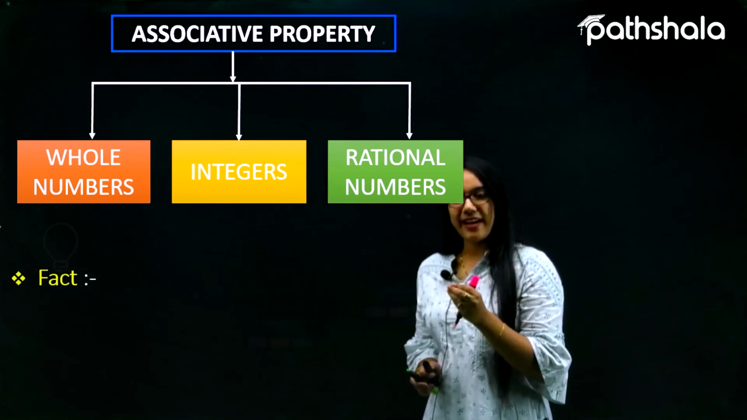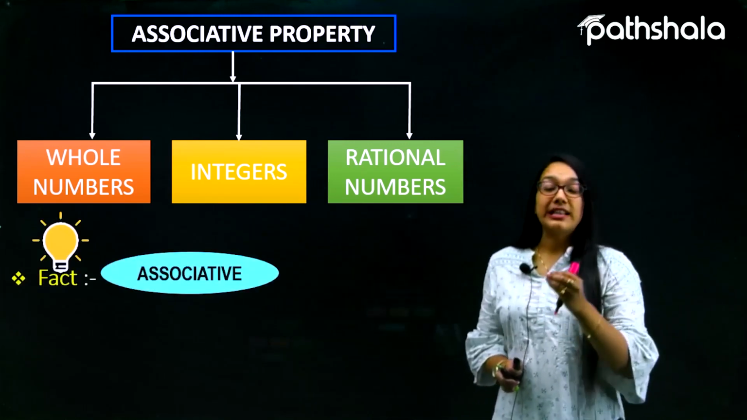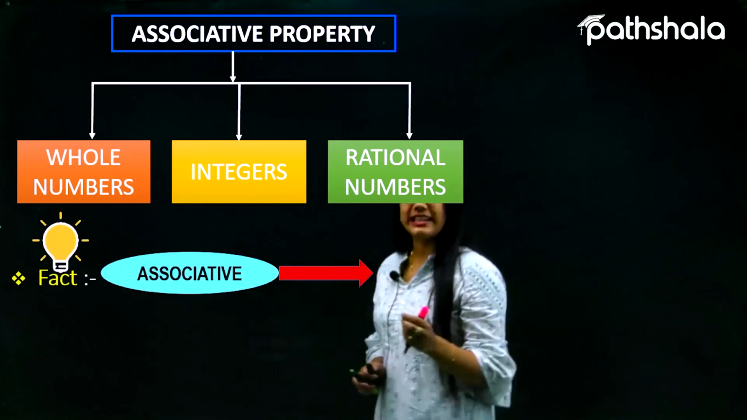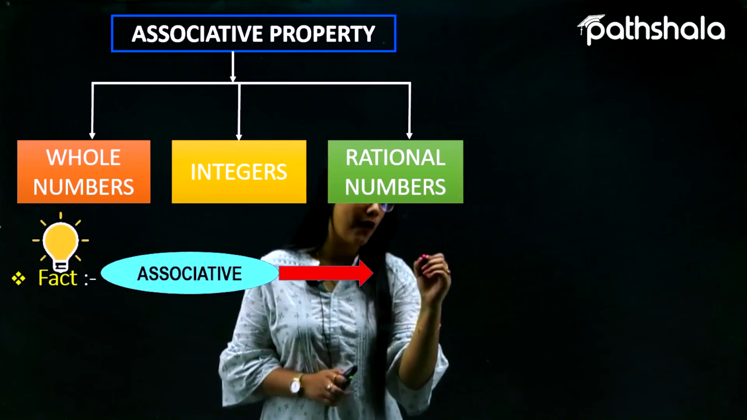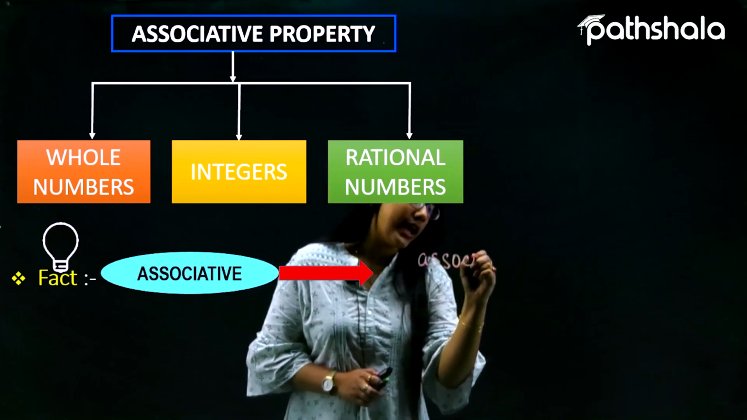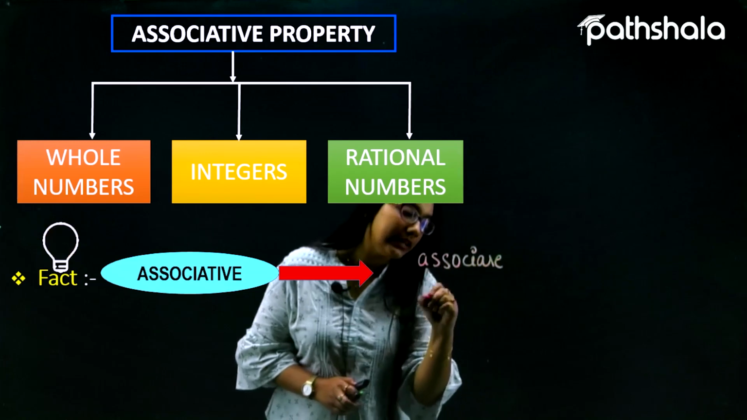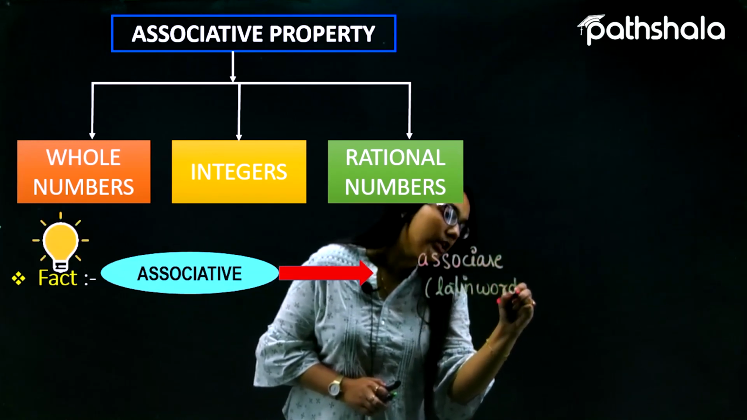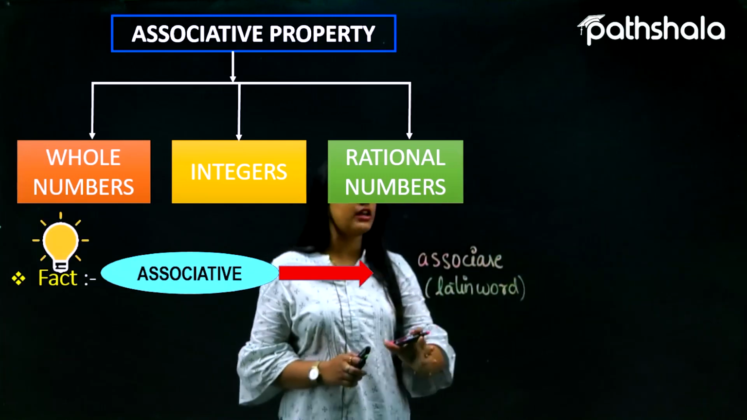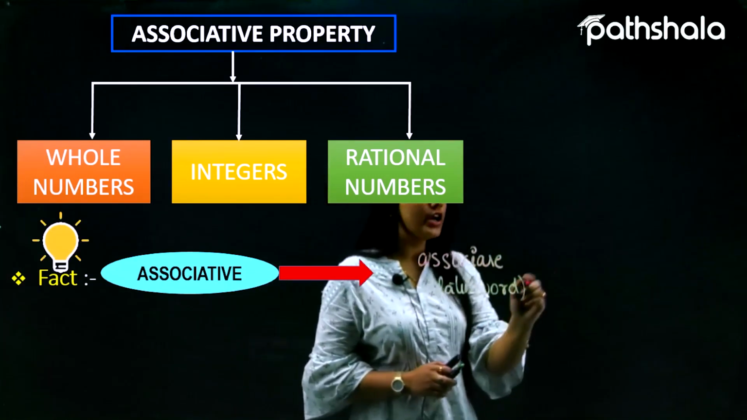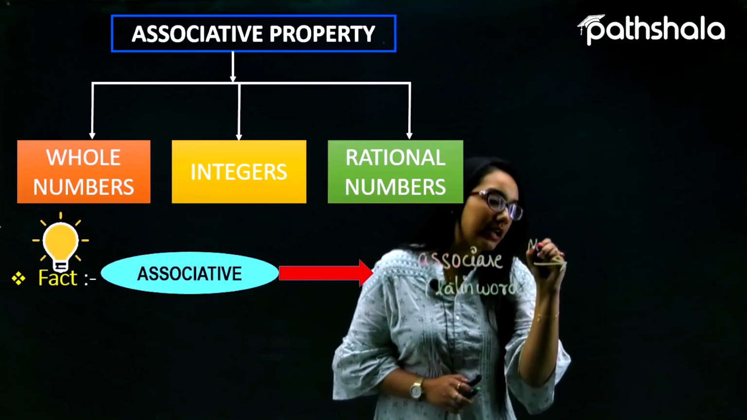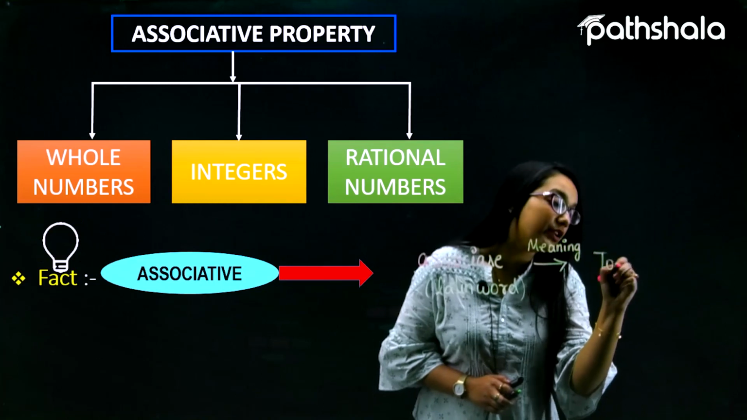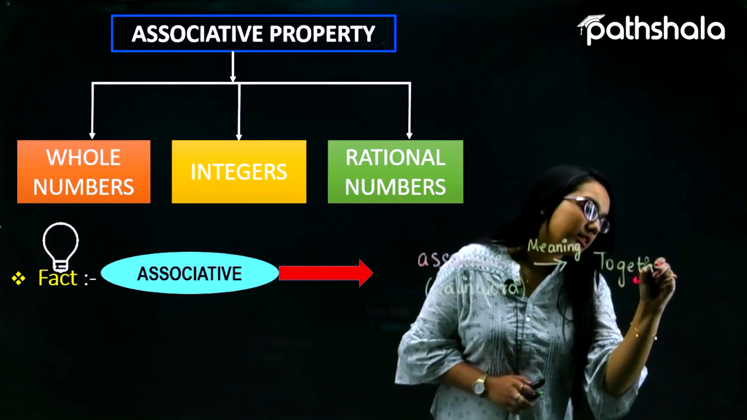So what is the fact about the word associative? The word associative actually comes from a Latin word, which is called associare. Associare is a Latin word, and the meaning of this word is together. It means together.